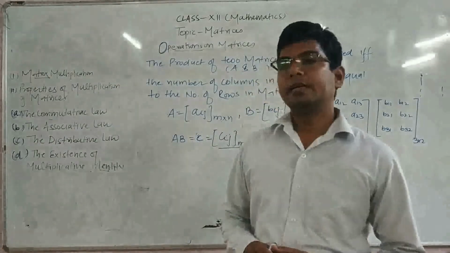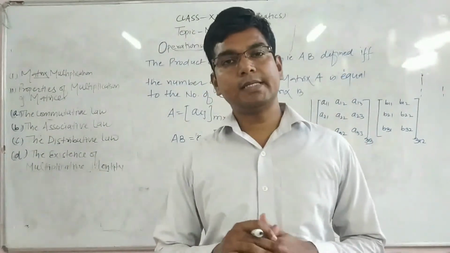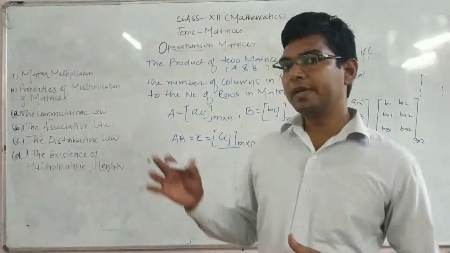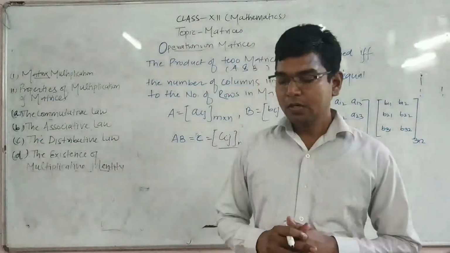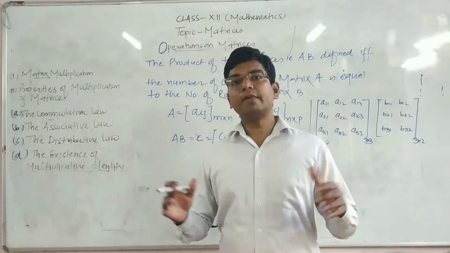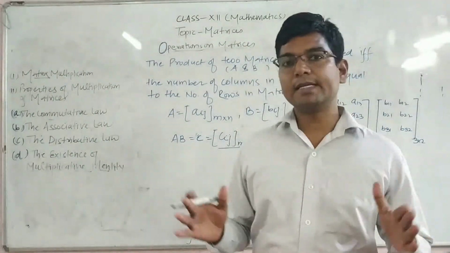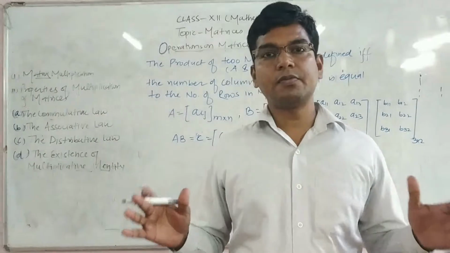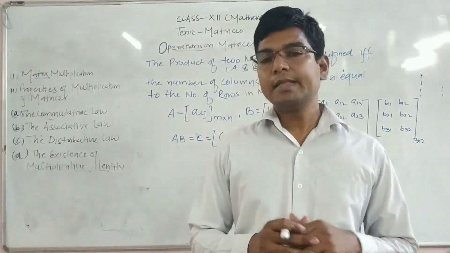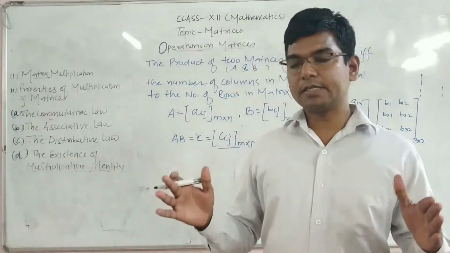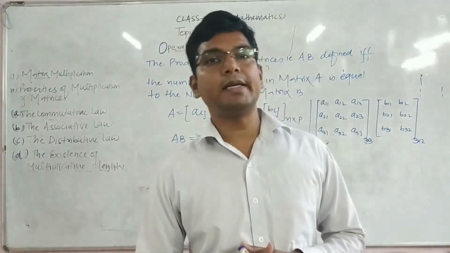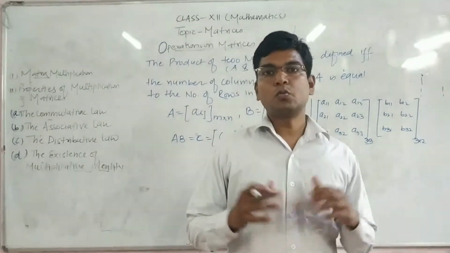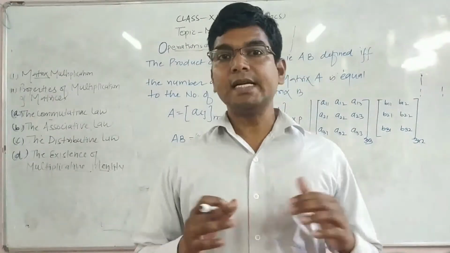Hello friends, after addition and subtraction of matrices, now we will discuss the multiplication of two matrices. So when can we say that two matrices are conformable for multiplication? There is a certain condition by following which we can multiply two matrices. So what is that particular condition?